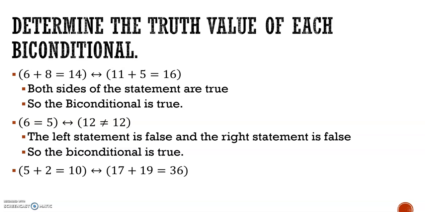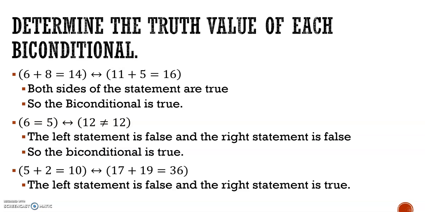5 plus 2 equals 10, if and only if 17 plus 19 equals 36. The left statement is false. 5 plus 2 does not equal 10. And the right statement is true. 17 plus 19 does equal 36. The left statement is false. The right statement is true. So the biconditional is false.